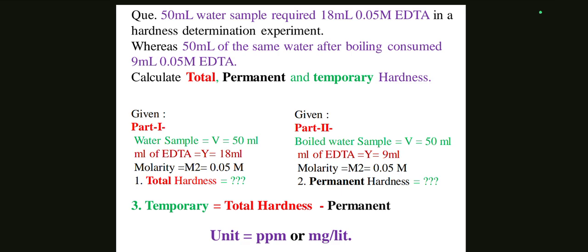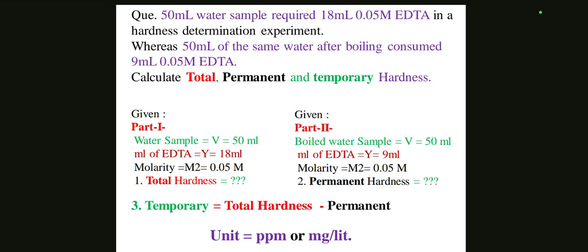Now see the question. 50 ml water sample means how much water sample is given to you? 50 ml. Okay, so that 50 ml required how much ml EDTA? 18 ml. Okay, what is the molarity of EDTA? 0.05. Okay, so that 50 ml water sample and 18 ml EDTA, it means that this water is untreated water, and that will give you total hardness.